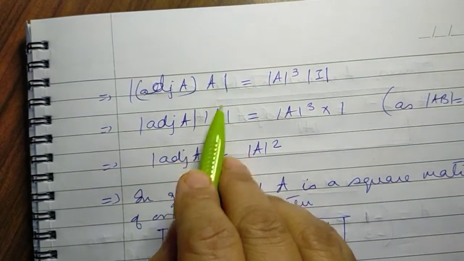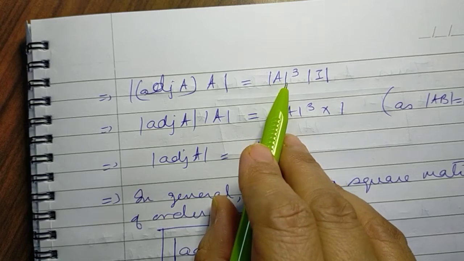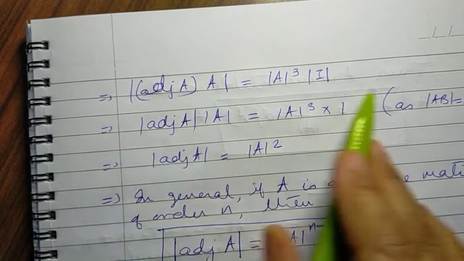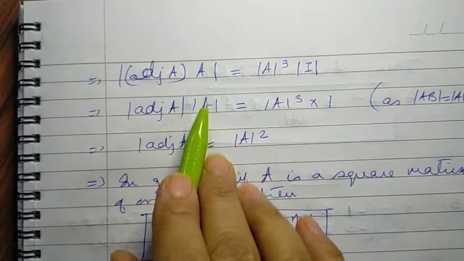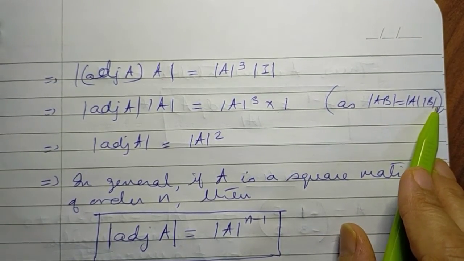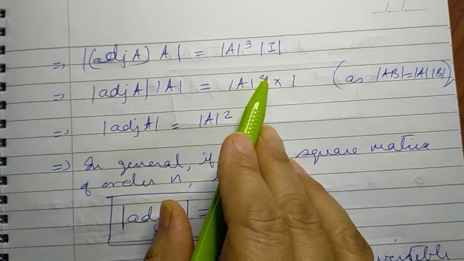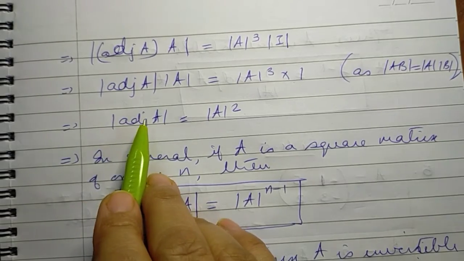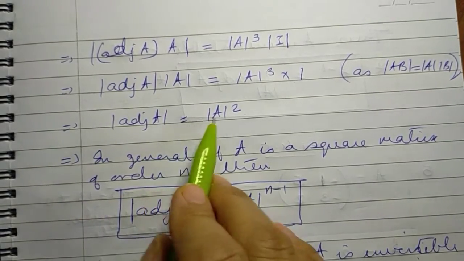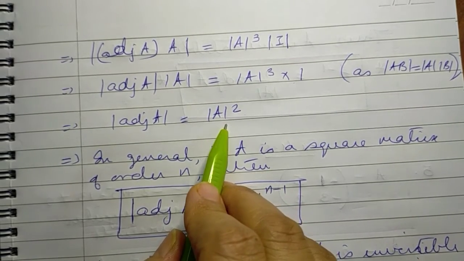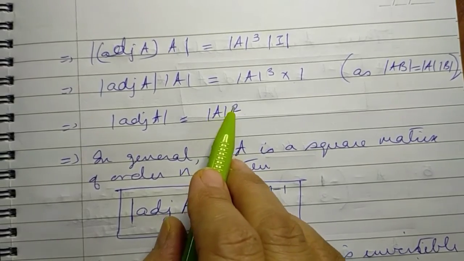And so we get here determinant of adjoint of A into A is equal to determinant of A cube into determinant of I, which is 1, and this can be written as determinant of adjoint A into determinant of A, because determinant of AB is equal to determinant of A into determinant of B. Now one determinant of A gets cancelled with one here, you are left with only determinant of A square. So we get adjoint of A, when you find its determinant, it is equal to square of determinant of A, but A is of order 3, and so we have got the power as 2.